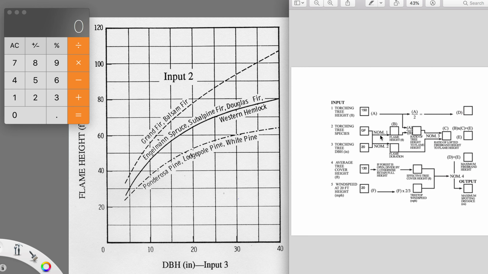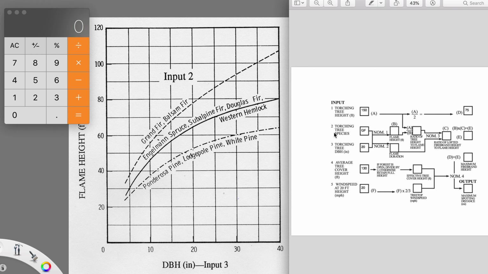Basically, we're just going to work across these lines and fill these boxes as we go. The first box here, box D, we get by taking half of the torching tree height. So A divided by 2. 150 divided by 2 is going to be 75. We're going to use that number later on when we punch it into our maximum firebrand height.